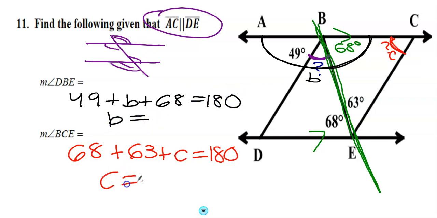Add together 49 plus 68. And subtract that, so that's 117. Subtract that from 180, and you get 63 degrees. Looks a little familiar. All right. And then I have 63 plus 68 is 131, minus 180, and that's 49 degrees. And that's what this one is, 49 degrees.